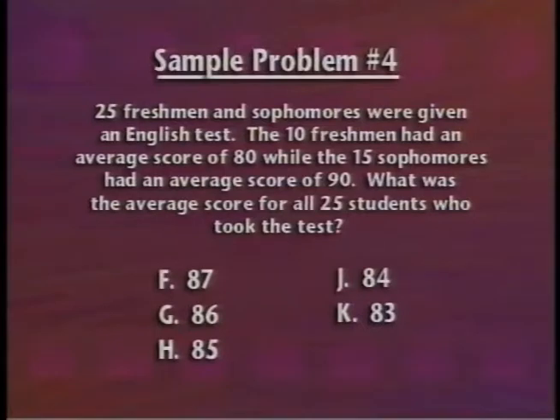25 freshmen and sophomores were given an English test. The 10 freshmen had an average of 80, while the 15 sophomores had an average of 90. What was the average score for all 25 students who took the test?